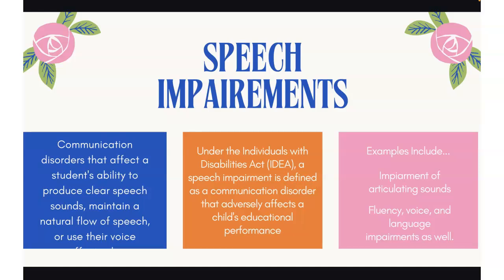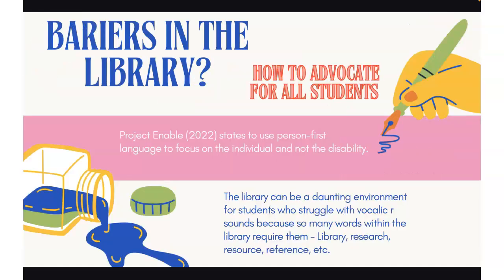Now, it's important to note that people with speech impairments have the same IQ, same ability as everyone else. Their only difference is their speech does not sound correct. That's it. That's the difference there. So they have the same ability as everyone else, and yet the impairment will adversely affect their educational performance. So it's important that we advocate for the students and prevent any barriers in our library.